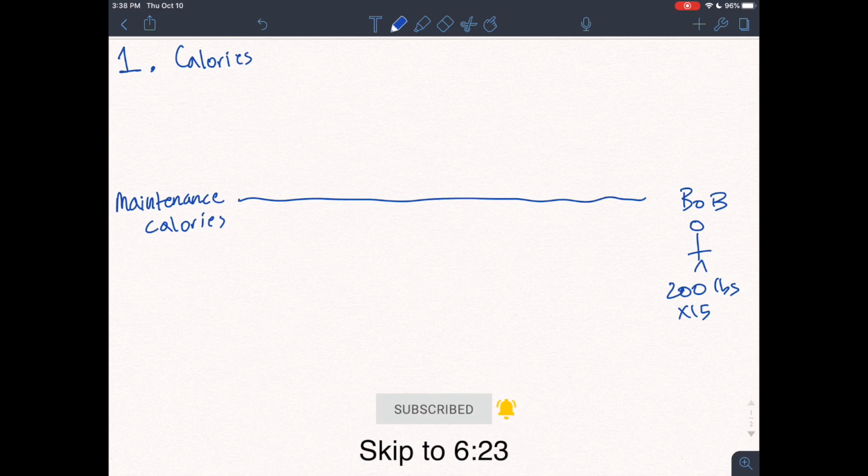So if you're watching this video, I assume you already know how important calories are. You have to track calories in order to know if you're in a caloric deficit or not. Calories are the main factor that determine whether you lose weight, maintain your weight, or gain weight. So there's something called your maintenance calories, which you can see right here. These are the amount of calories that you need to maintain your weight.